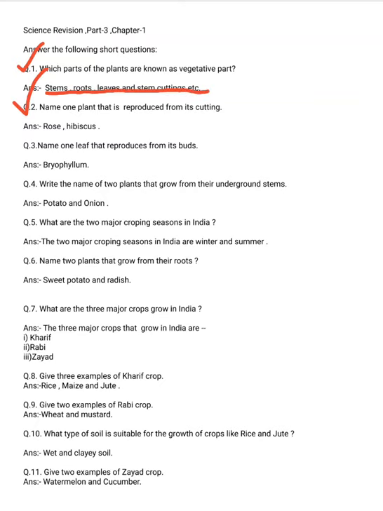So next question: name one plant that is reproduced from its cutting. Name one plant that is reproduced from its cutting. So rose and hibiscus are examples of such plants that can be reproduced from their cutting.